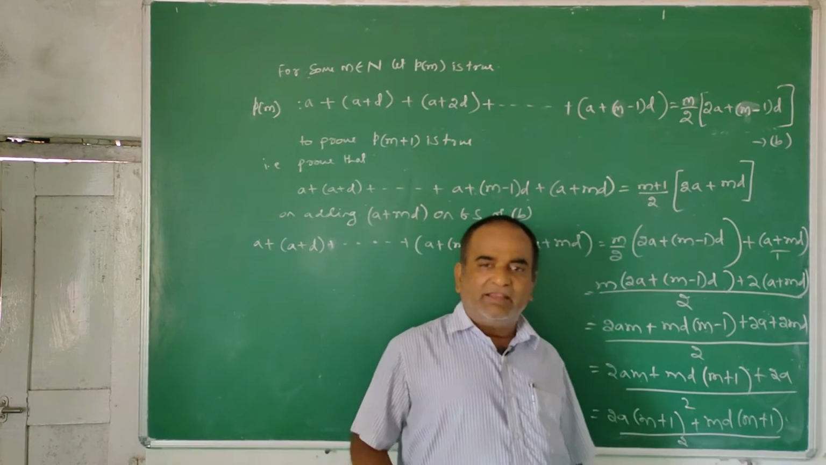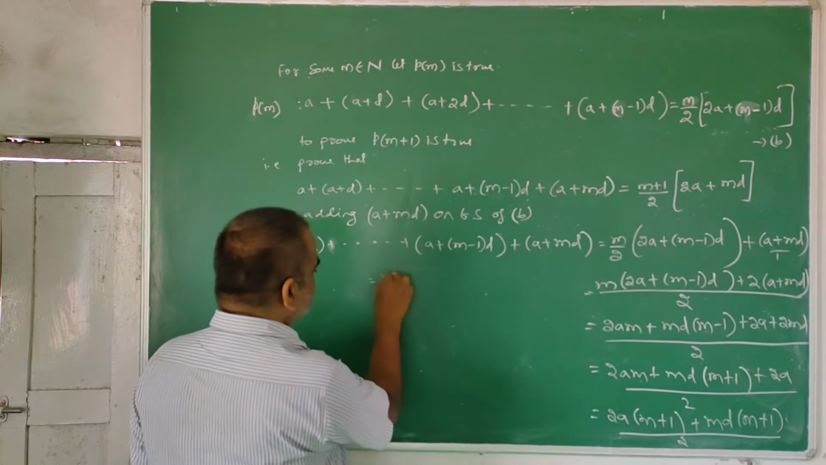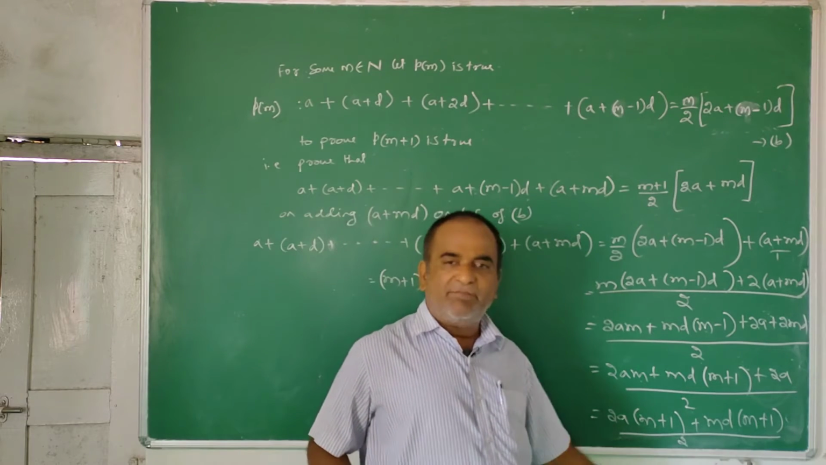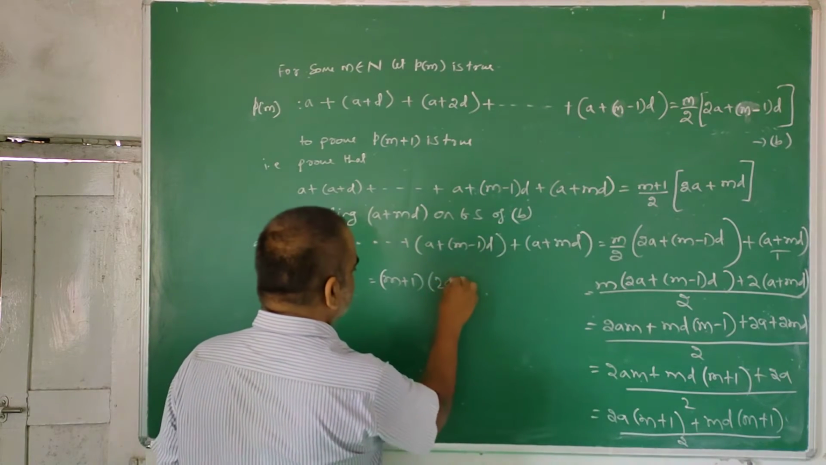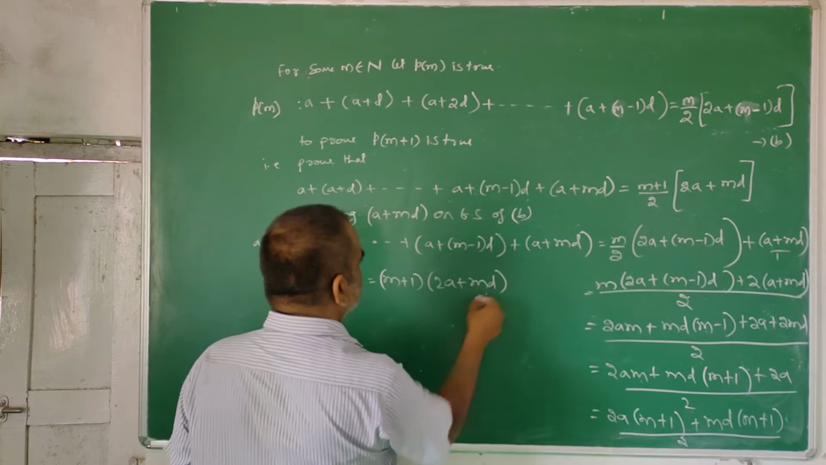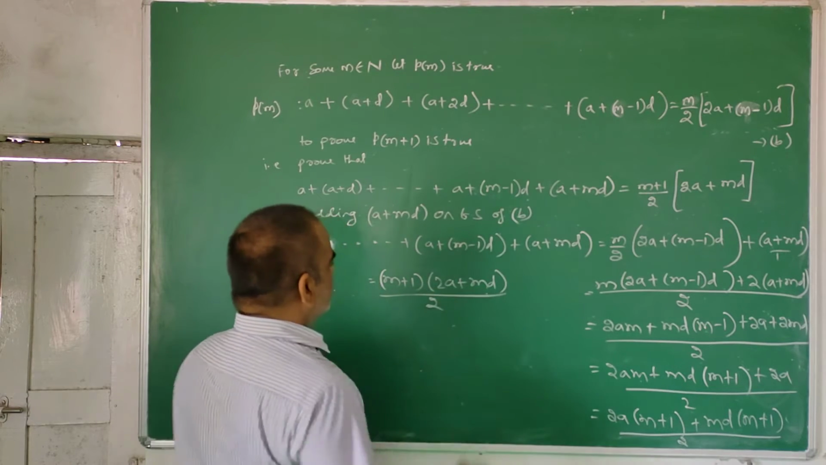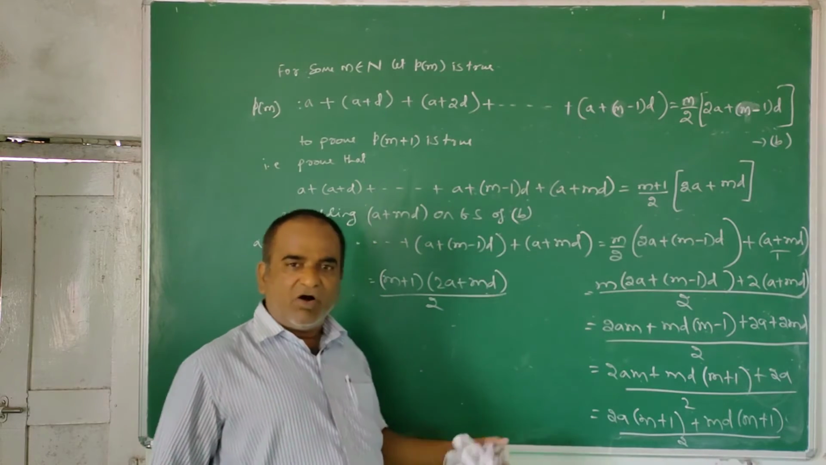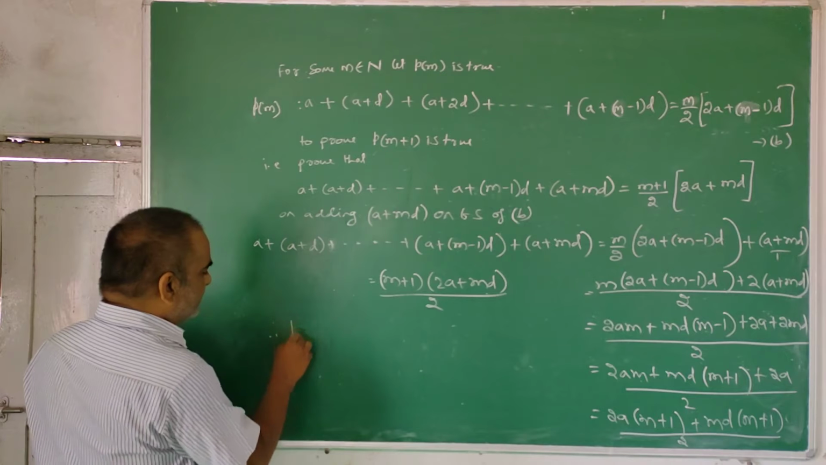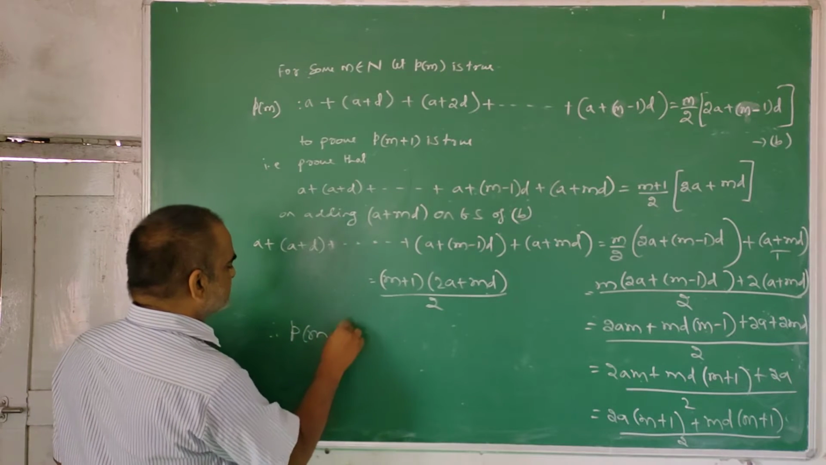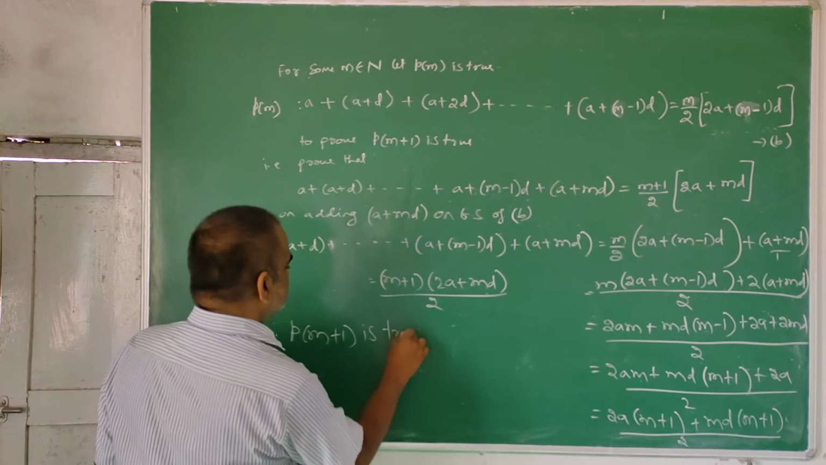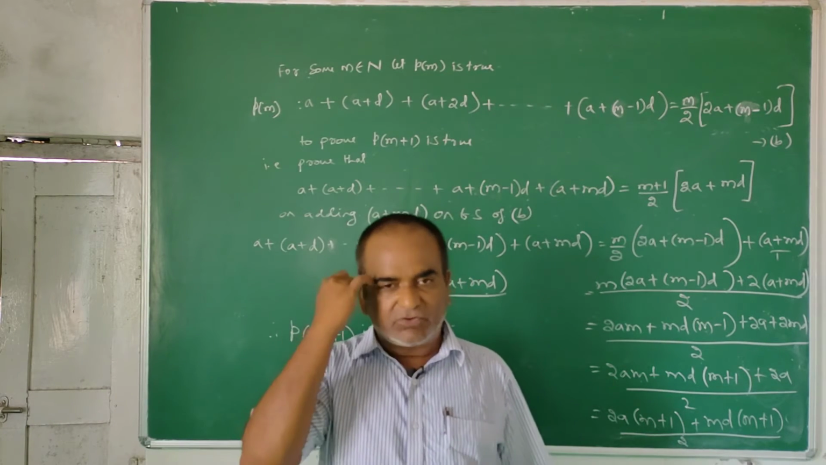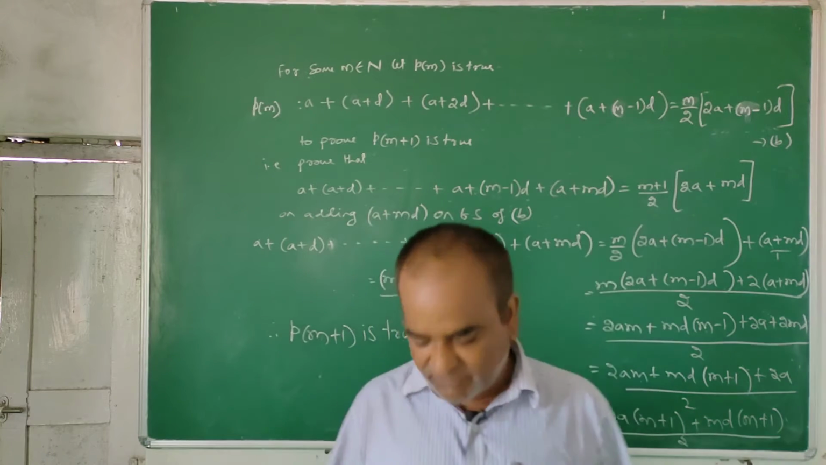Now on the whole you can take m plus 1 common. So taking m plus 1 common on the whole, you get (2a plus md) by 2. See, what we were supposed to prove, we have proved it. So you can give all further conclusions. Therefore P(m plus 1) is true. Therefore, using the principle of mathematical induction, P(n) is true for all n belongs to N. That finishes the problem.